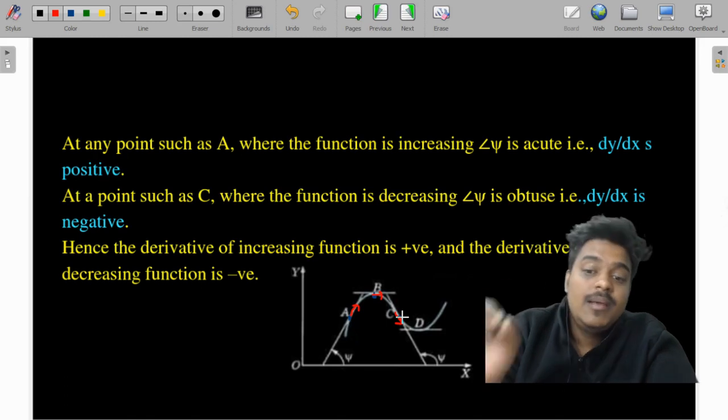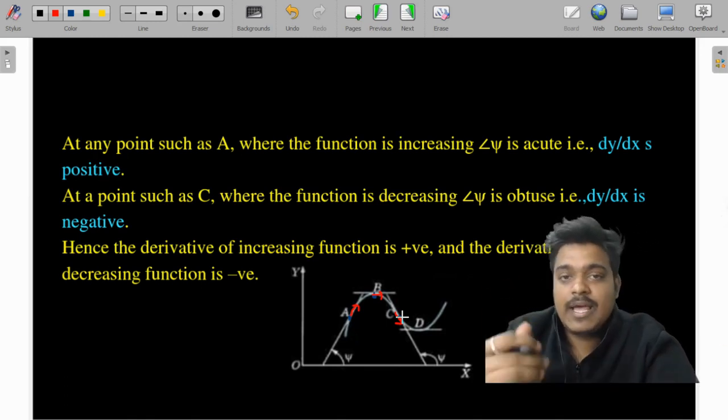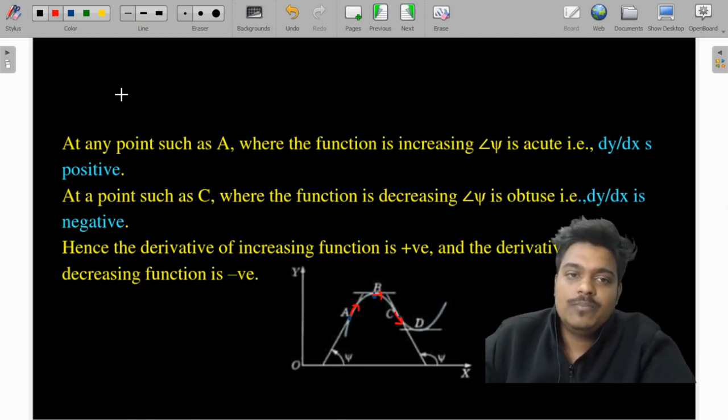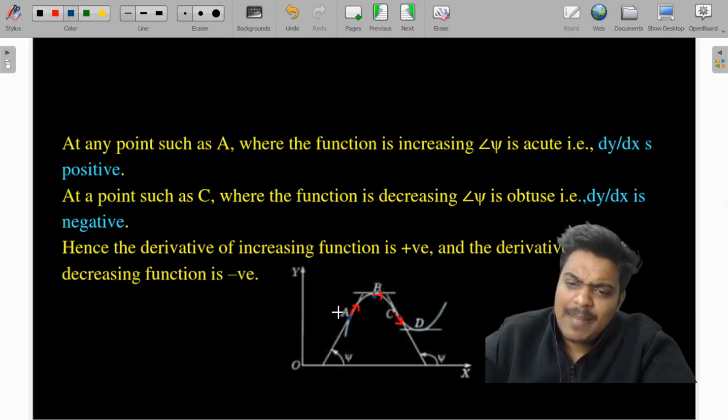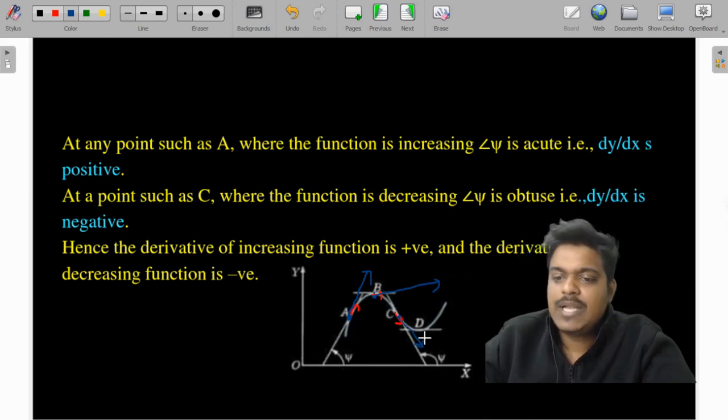From the graph it is visible, but how to use it in terms of formula, because you cannot draw another graph for every other function that you are getting in the question. Now what you will do, suppose you draw a tangent at A, it goes like this. If you draw a tangent at B, it goes like this. If you draw a tangent at C, it goes like this.